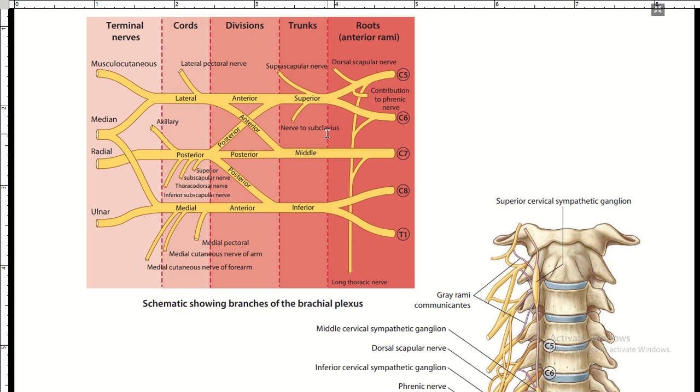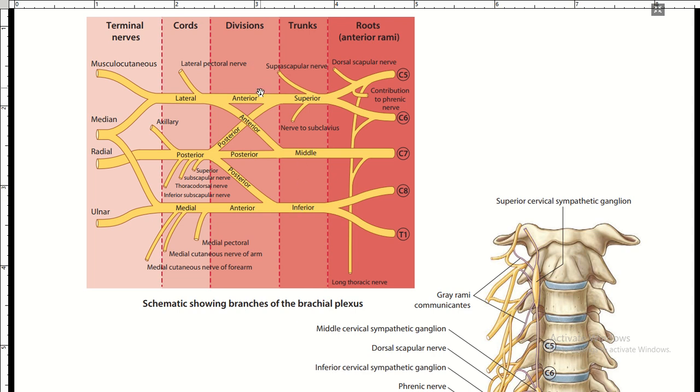The nerve to the subclavius, from the name, is going to supply what muscle? The subclavius muscle. The muscle that we said originates from the junction of the first costal cartilage and the rib, and is going to insert on the groove on the inferior aspect of the clavicle. Right? These are the nerves that are going to come from the superior trunk. The middle trunk and the inferior trunk, they don't give any nerves.